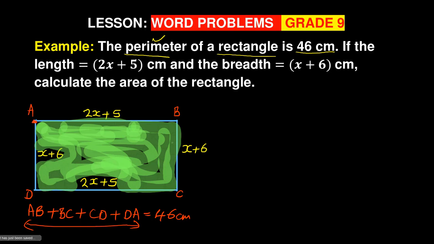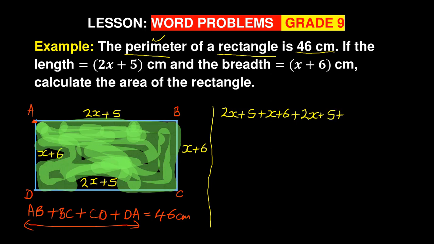So what you do with the information that you are given, you are going to first find the perimeter. Remember, AB is now 2x plus 5, plus BC, which is x plus 6, plus CD, which is another 2x plus 5, plus DA, which is x plus 6, which is that perimeter, is equal to 46 according to the information that we're given.